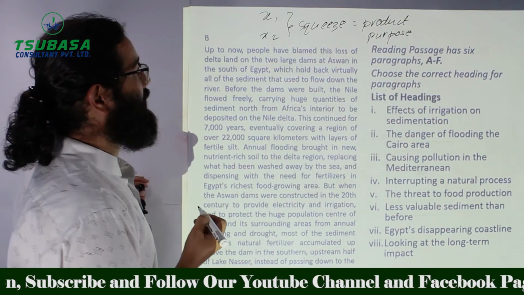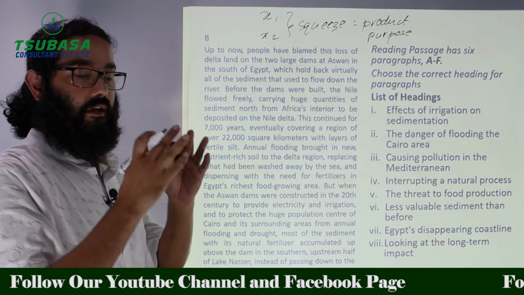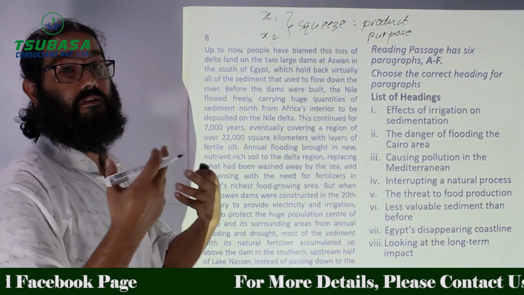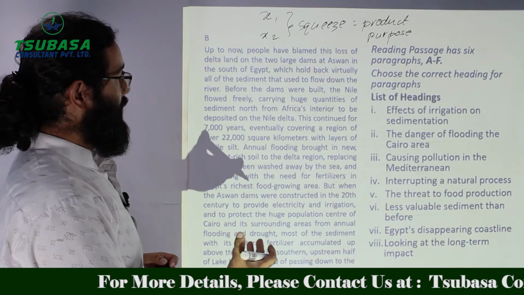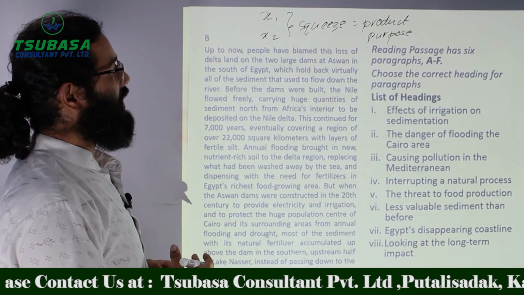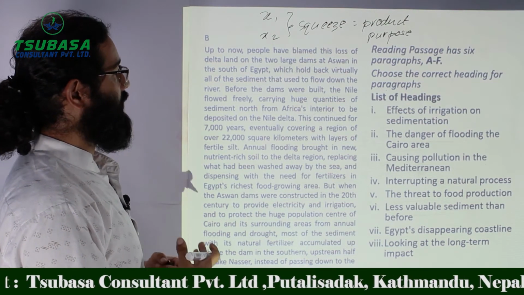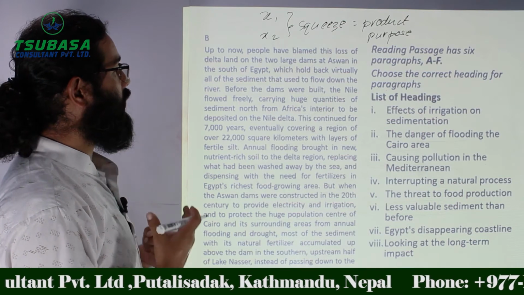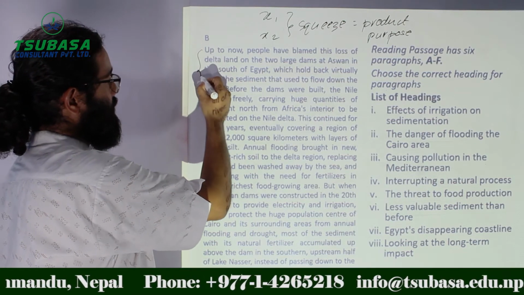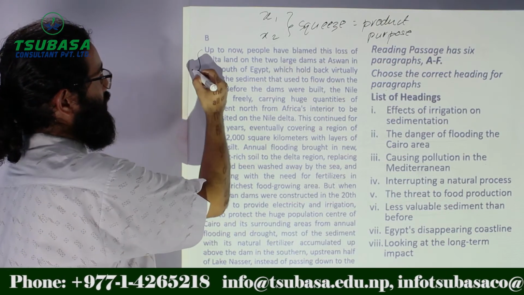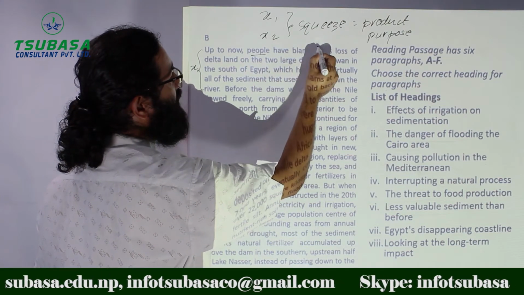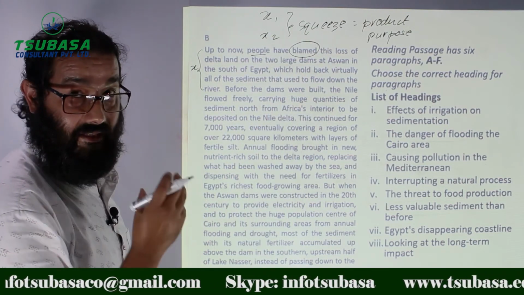Okay, now let's read this carefully. Whenever you read, understand how the paragraph begins, because that's a very good clue to what the paragraph is about. Up to now, people have blamed this loss of delta land on the two large dams at Aswan in the south of Egypt, which hold back virtually all of the sediment that used to flow down the river. Now, what does this mean? So let's say this is X. So it just talks about people blaming. So what are they blaming?